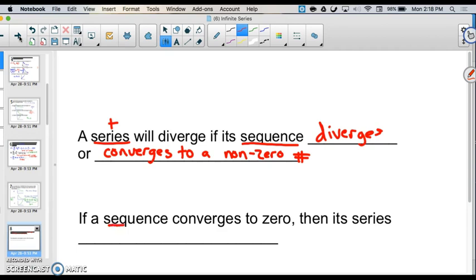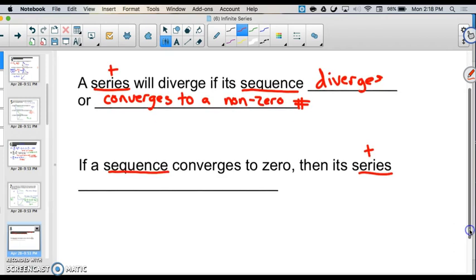Another conclusion: if its sequence, so a pattern, converges to 0, then its series, so when we're adding it up, is sometimes going to converge. But sometimes it won't. And it won't always converge to 0. The sequence should be converging to 0, but the series will end up sometimes converging to 0, sometimes converging to something else.